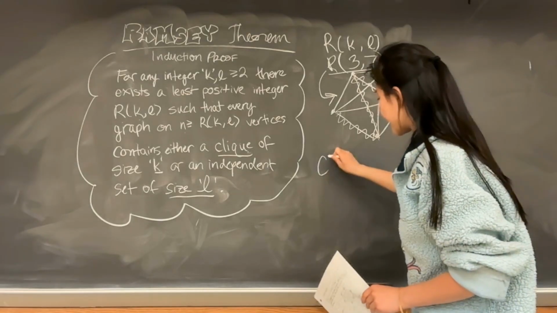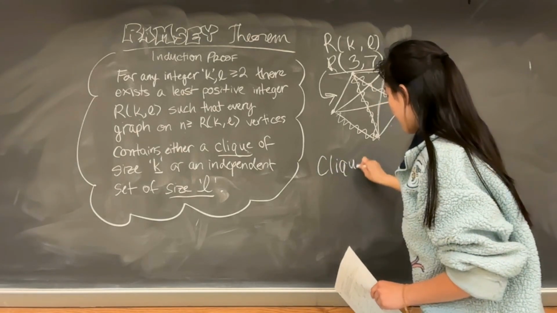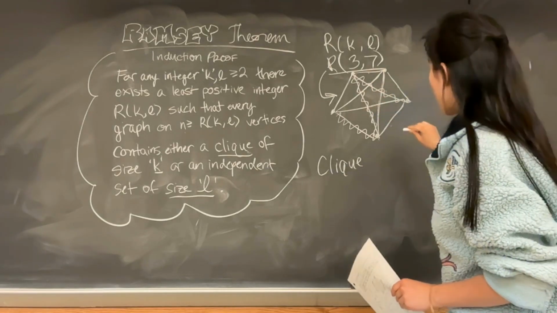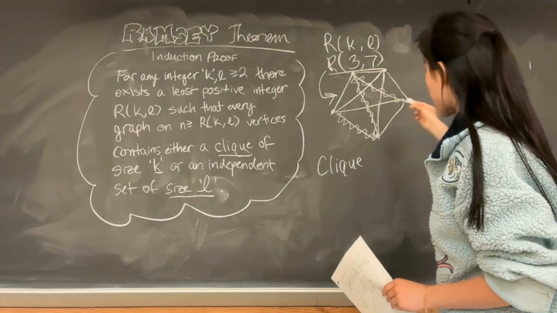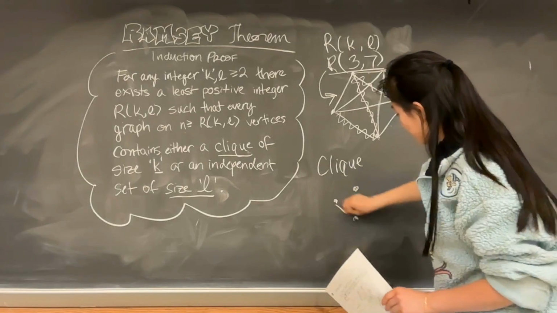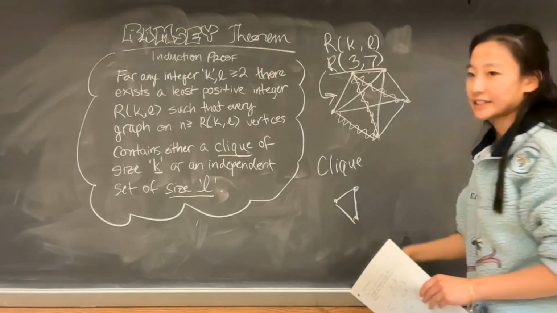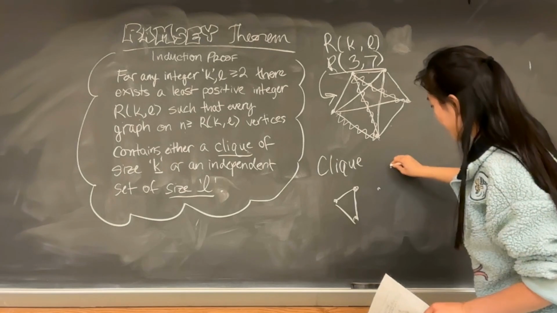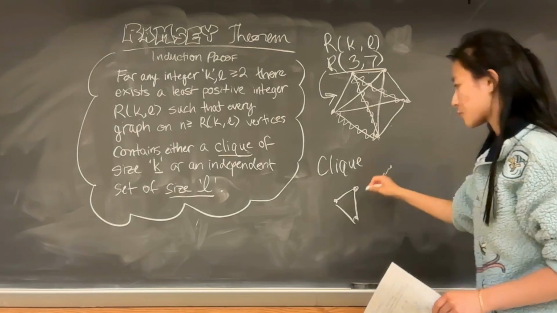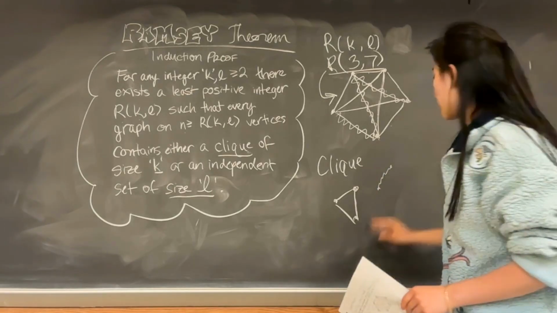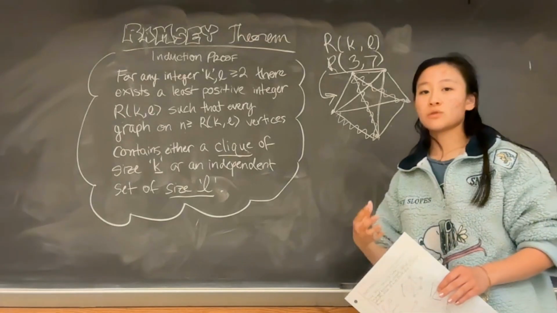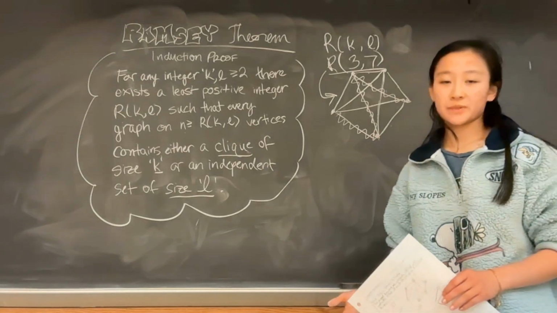So when you have a clique, it just means how many connected vertices do you have of the same color? So a clique of 3 would actually be a triangle where everything is of the same color. Let's say you had a clique of 2, that'd just be one edge where they are connected by the same color. So that's just what clique means. Knowing those terms, we will now get into the induction proof of Ramsey's theorem.